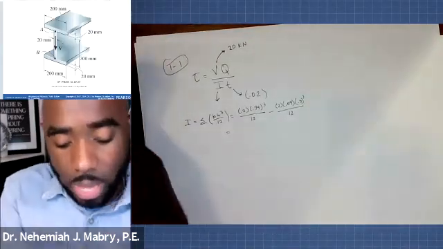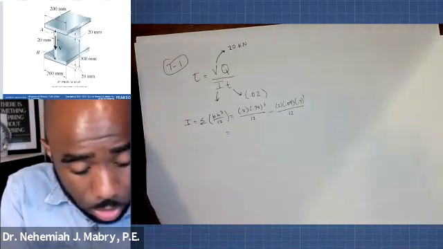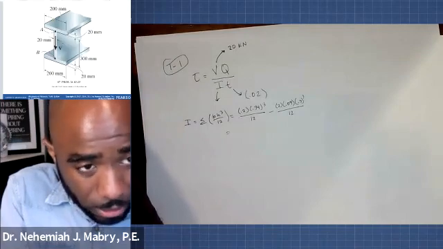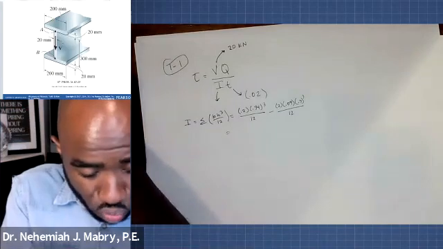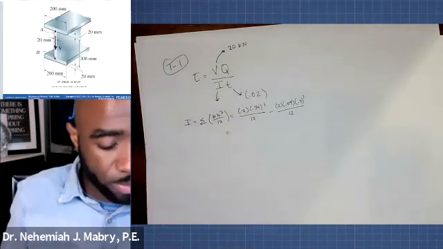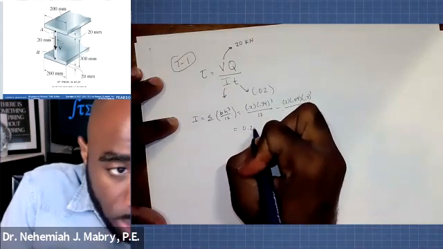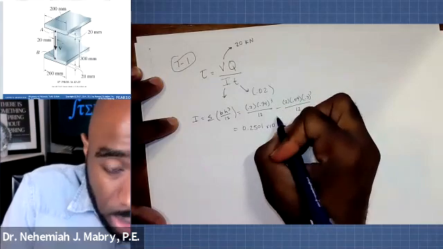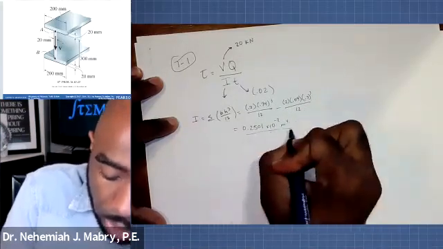Let's go ahead and solve for that. 0.2 times 0.34. This is D. All right, this should be equal to 0.2501 times 10 to the negative 3 meters to the 4. All right, that's our moment of inertia.